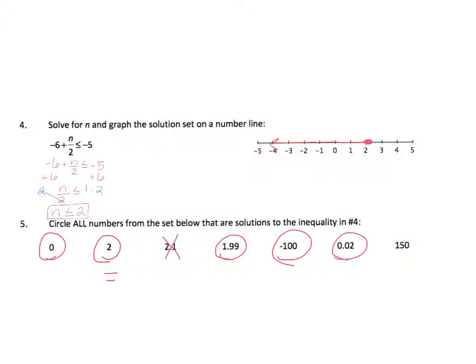0.02 is smaller. 150 is not. So the ones that are solutions are 0, 2, 1.99, negative 100, and 0.02. Notice all of those numbers are included in the shaded region up above in number 4.